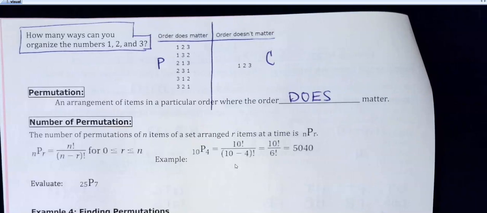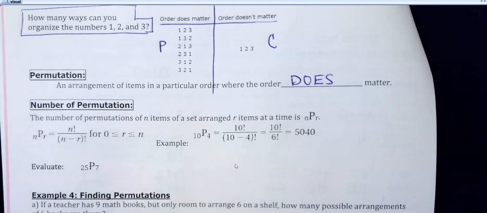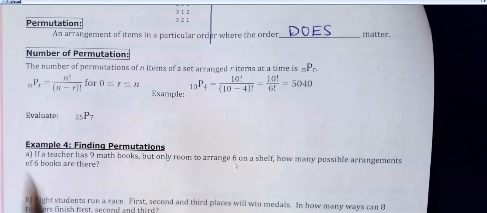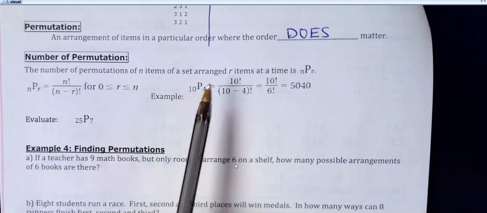And then permutation, it's pretty similar to the fundamental counting principle. But if the order does matter, how many options do you have? And this is the formula for it, which you guys don't have to memorize or anything. We're going to do this on the calculator.